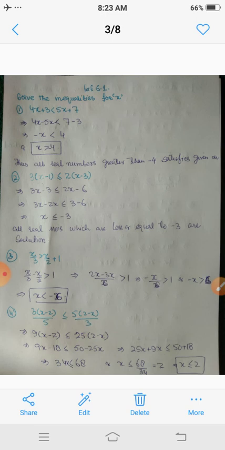In the previous lecture we discussed linear inequalities and their solutions. Now today we are going to discuss exercise 6.1, to find the solution of linear inequalities, or solve the linear inequalities for x.